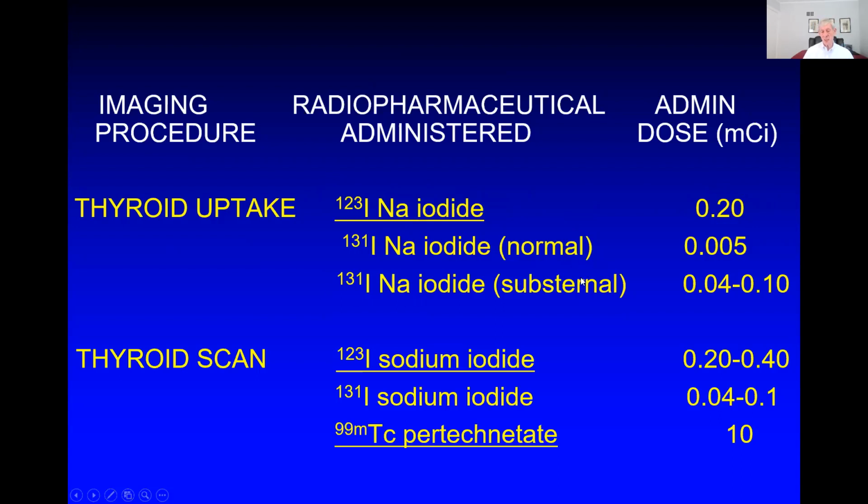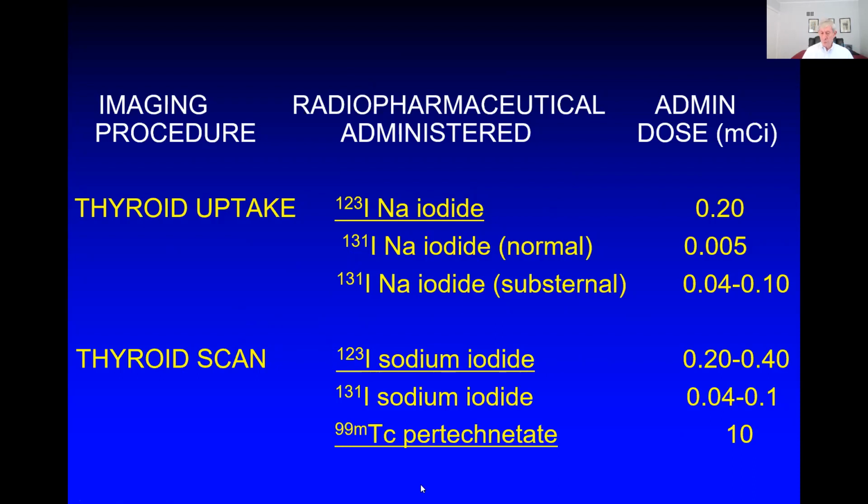Even today, if it's a substernal thyroid, however, we would use I-131. And that's because the sternum is so dense and it attenuates I-123 so much that this is a better choice. Now, fortunately, substernal thyroids only represent about 1% of all thyroid scans that we do. For thyroid imaging, today we would use I-123 almost exclusively, except in the case of a substernal scan.